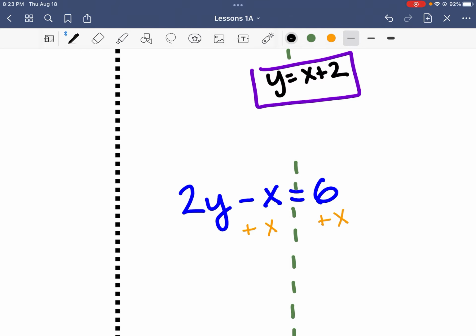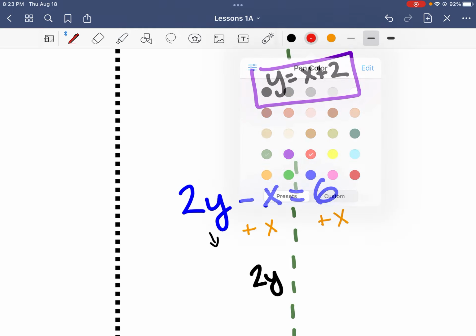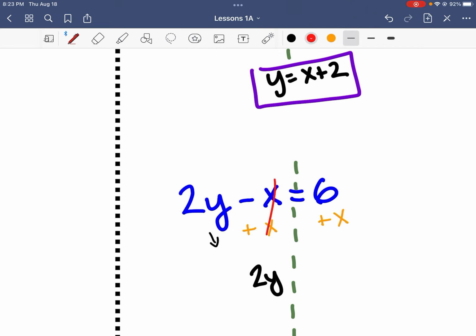So last, my 2y comes down. So I'm left with 2y on my right side. And then I have x minus x is a 0. Awesome, I wanted to get rid of that, remember? But on my right-hand side, I have 6 plus x. Can I simplify that? No, I cannot.